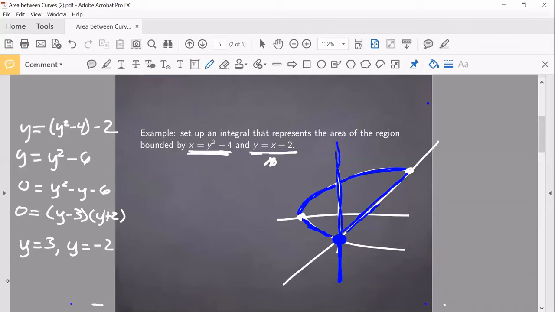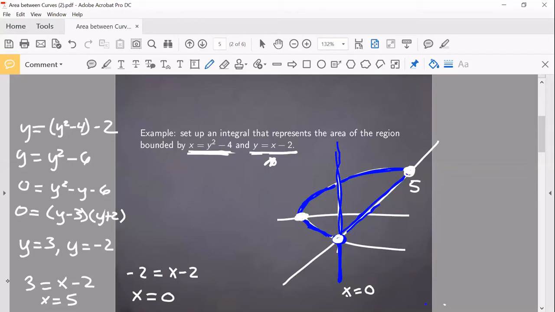So when y is equal to 3, I can solve for x. x is going to be equal to 5. When y is equal to -2, I can solve for x. x is going to be equal to 0. So that's why I drew this on the y-axis. I already knew that this was x equals 0. Your graph may not have been perfect. It may not have shown that, and that's fine. But this is x equals 0 where they intersect. And they also intersect at x equals 5, which is this point right here. Okay, and I already know, based on the graph of my parabola, that this is x equals -4.